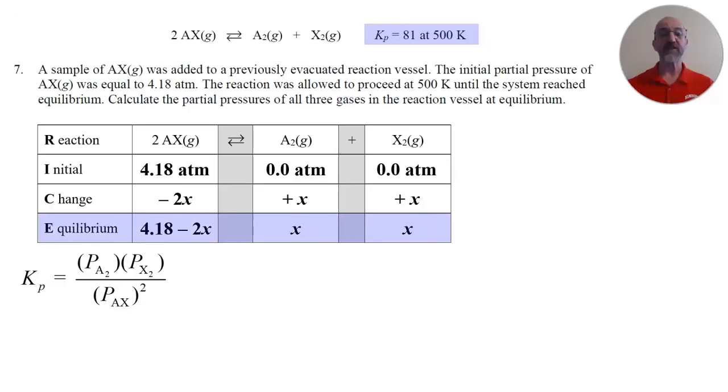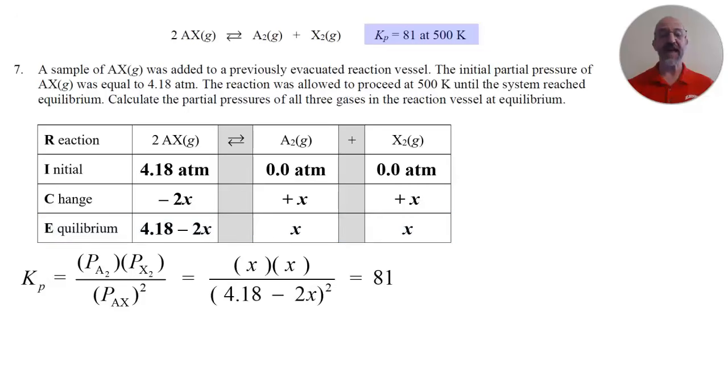And I will take each of the quantities that are listed in the final row of my rice table, and I will create this algebraic equation so we can solve for x. So what goes in the numerator would be x times x. What goes in the denominator would be the quantity 4.18 minus 2x, which is squared, and I set that equal to the value of Kp, which is 81.